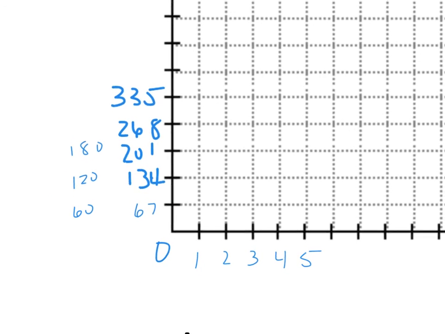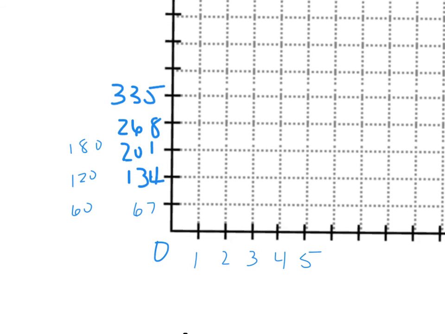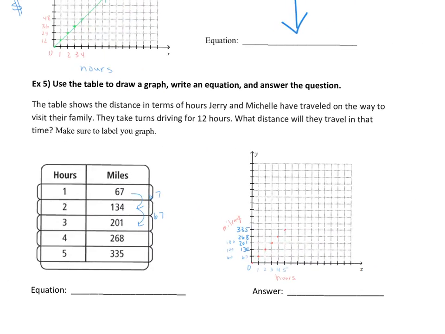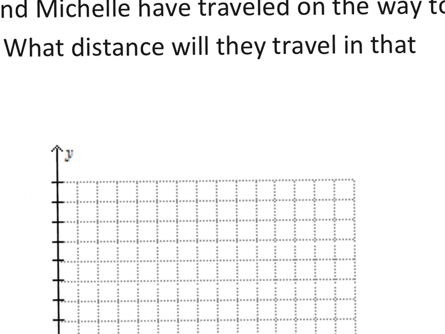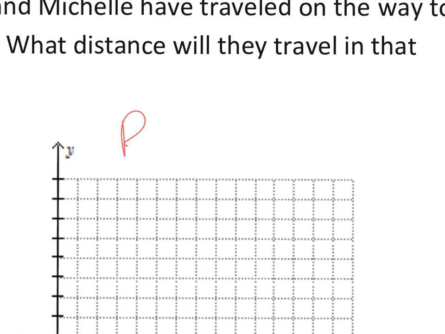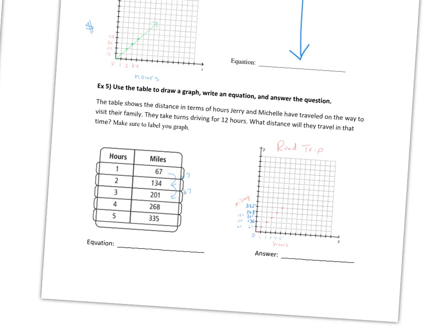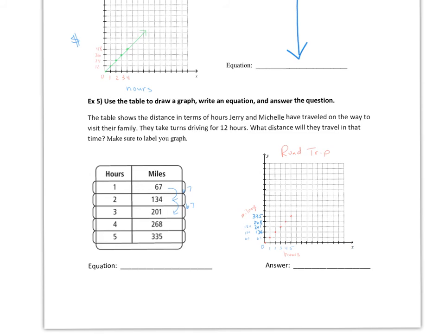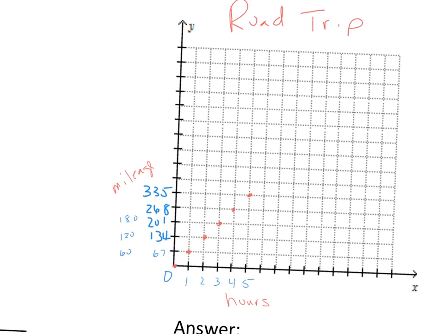All right, so I'm going to go ahead and graph. So 0, 0, 1, 67, 2, 134, 3, 201, 4, 268, and 5 is 335. Okay, and label, this would be my hours, and this right here would be my mileage. Okay. And then you can go ahead and put, I'm just going to put road trip, traveled, family, doesn't matter. As long as it applies to the problem, we're okay with whatever title you want to put. All right. So now, equation time. Oh, you know what? I didn't draw my line there, did I?